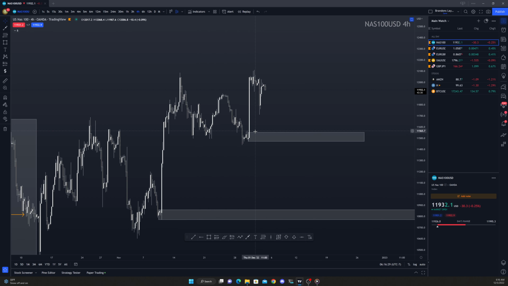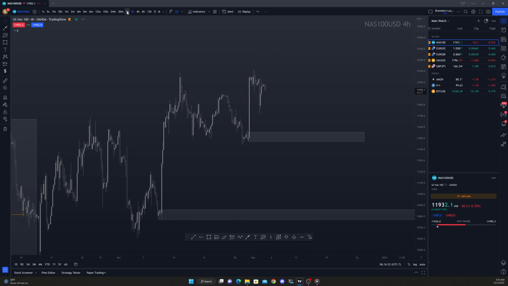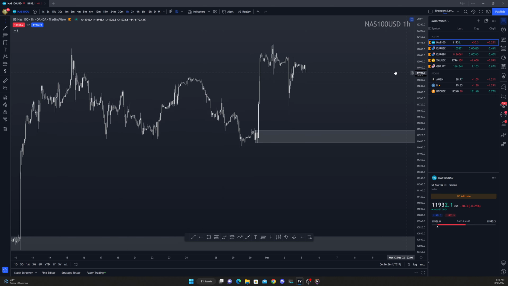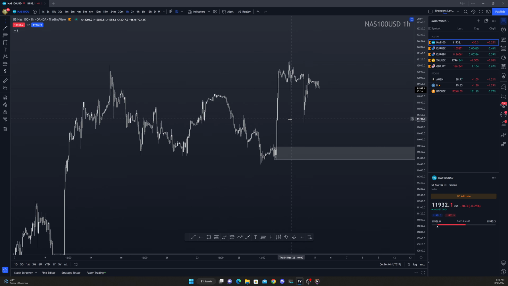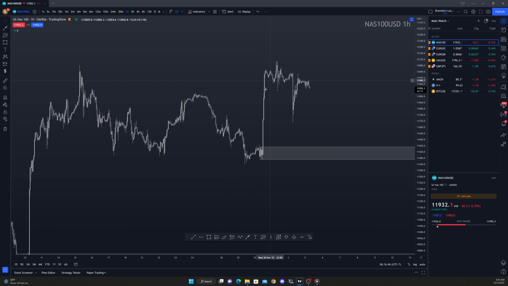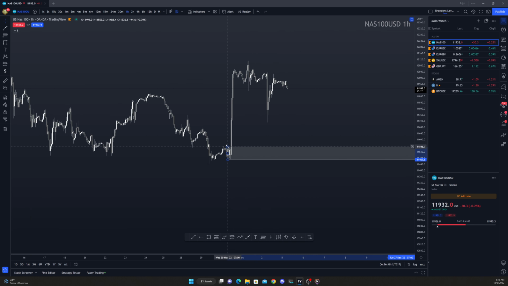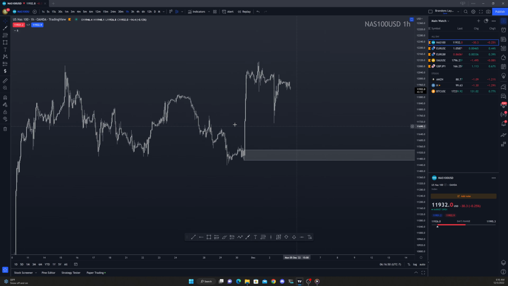All right, so we have this breakup. Maybe, potentially, we're looking for a long off of this particular zone here. Let's go ahead and zoom in a bit more. Now we're in the hour. If we're in the hour, we see this massive move up. It's just so wicky. But you could make an argument that we want to see price come down into here before ultimately going long.